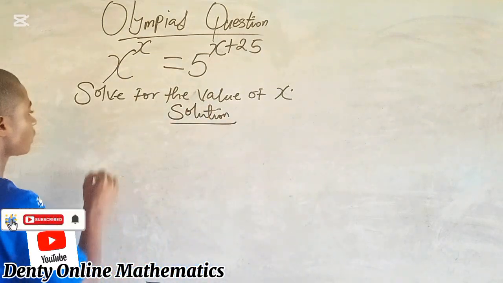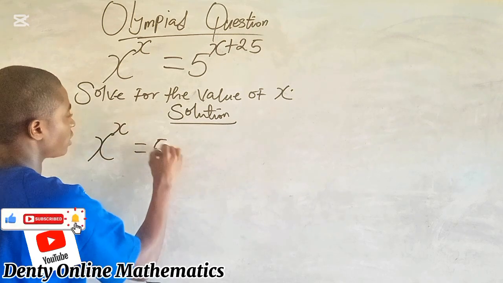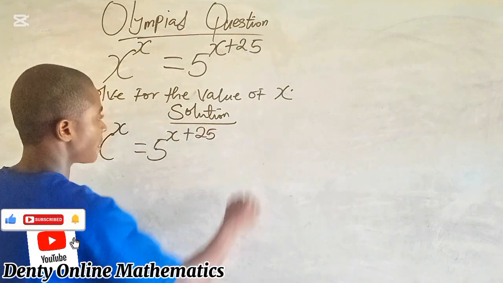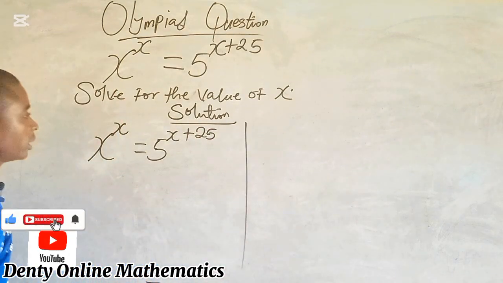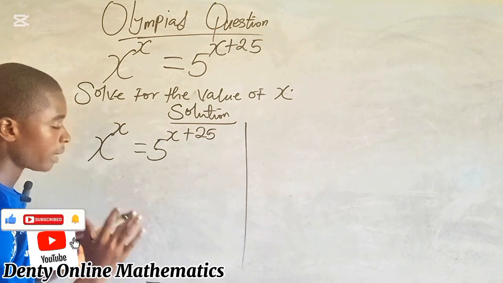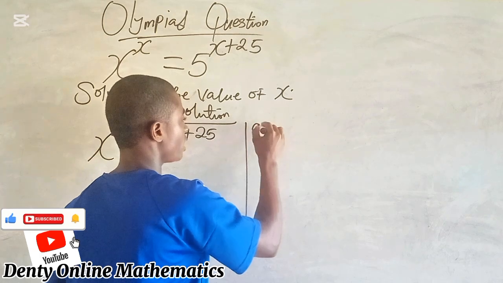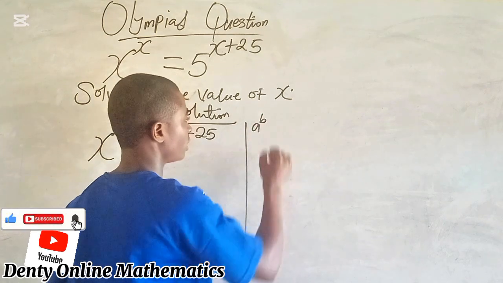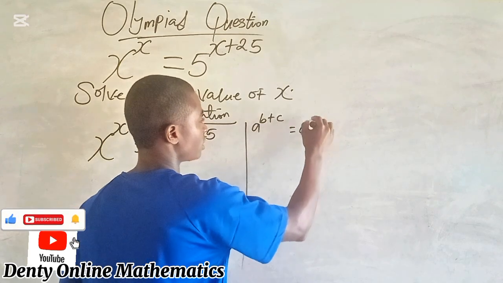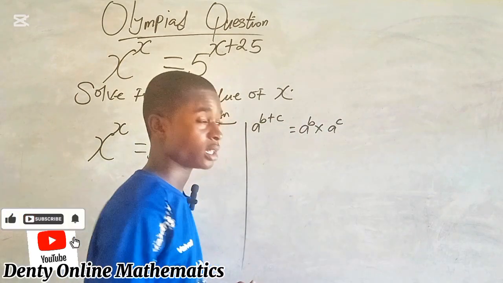We have that x raised to the power of x is equal to 5 raised to the power of x plus 25. And then this is how we are going to do this. You know that by law of indices, if you have a raised to the power of b plus c, this is the same thing as a raised to the power of b multiplied by a raised to the power of c.